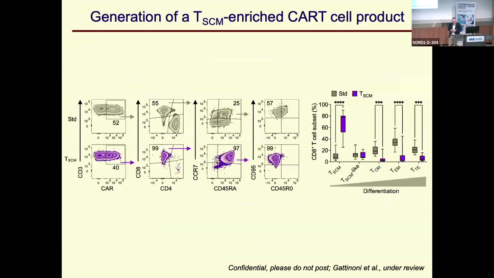And this is analysis of the product. So as you can see by high-dimensional flow, we can see that the products are completely different. So in the case of the standard, you have a prevalence of effector memory cells and terminal effector cells, and instead the TSCM product is about 80% pure if we use the standard strategy of gating, which is based on the antigens that are shown here.